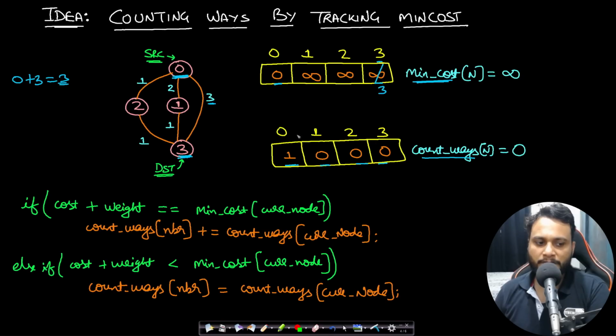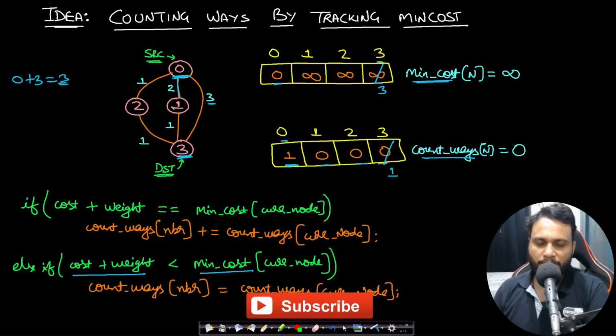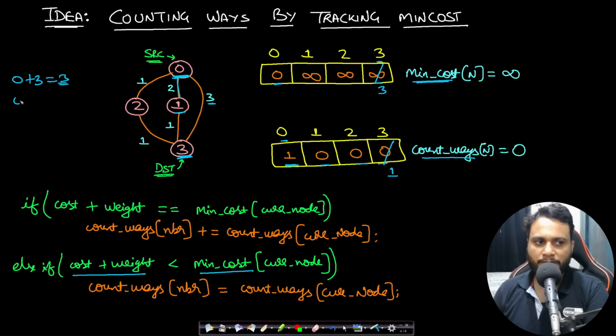So we will be improving the cost. And if we are able to improve the cost, that means the cost plus the edge weight is less than the already known minimum cost, then we will be restarting our counting and we will say that the number of ways to reach 3 will be the number of ways to reach 0. Because this edge is actually used to reach 3 via 0. So it will be 1, which is the number of ways to reach 0. This concept we have already learned, right? Now let's process the next edge, which is from 0 to 1. So if you calculate the cost, it will be the cost to reach 0 from the source node, which is 0, and the edge weight, which is 2.